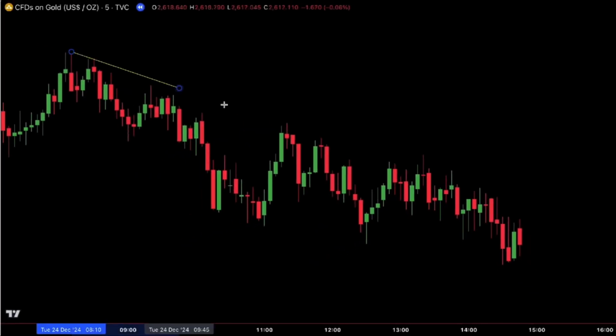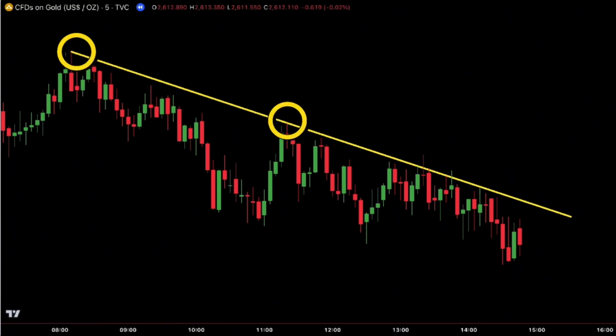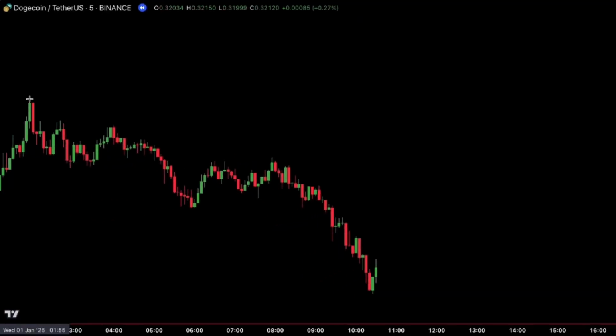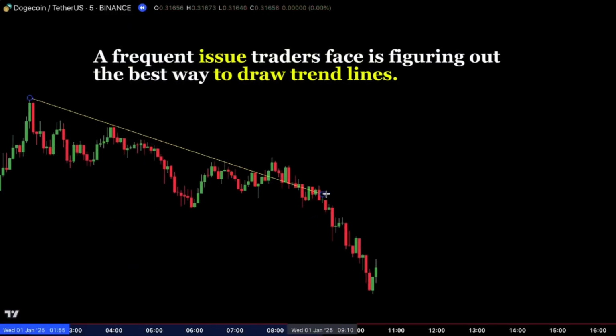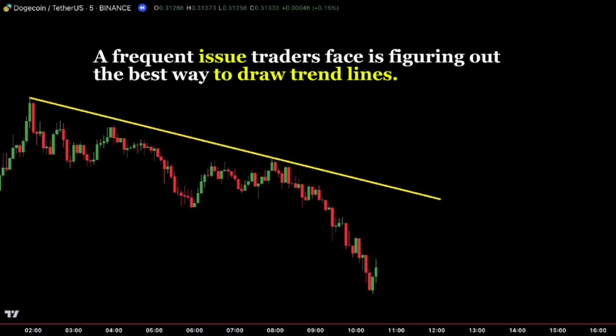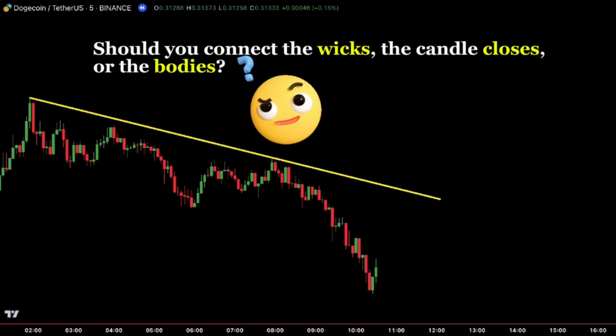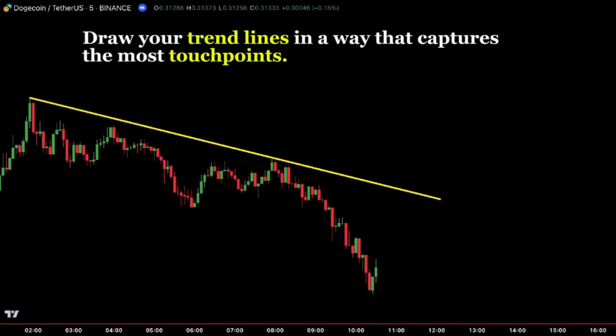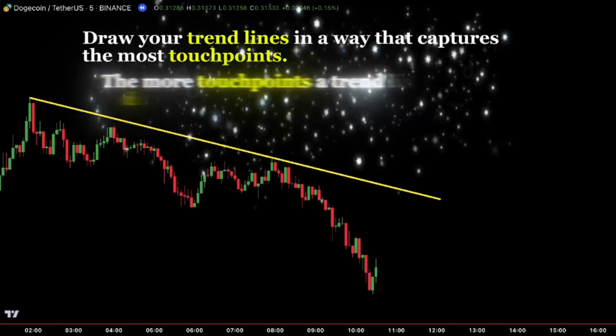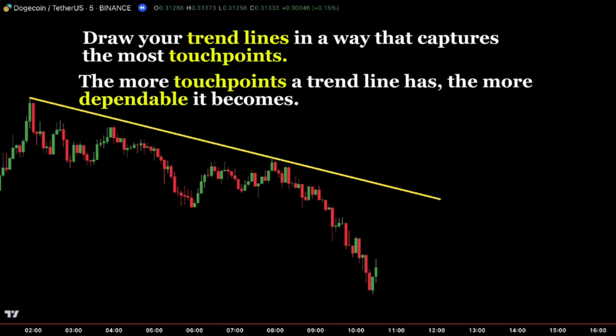For a downtrend, you connect at least 2 lower highs. This reflects that the price is declining over time, signaling bearish market sentiment. A frequent issue traders face is figuring out the best way to draw trend lines. Should you connect the wicks, the candle closes, or the bodies? Draw your trend lines in a way that captures the most touch points. The more touch points a trend line has, the more dependable it becomes.